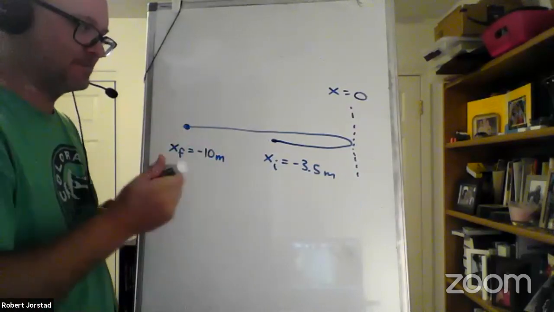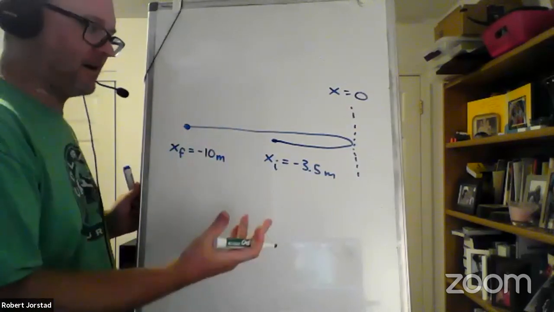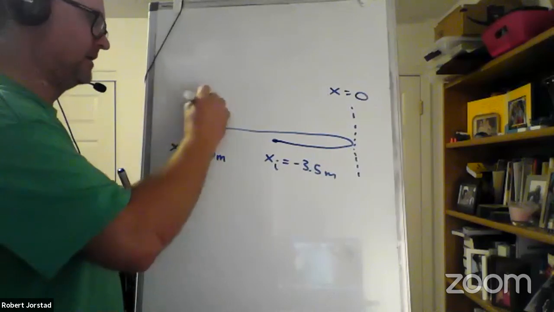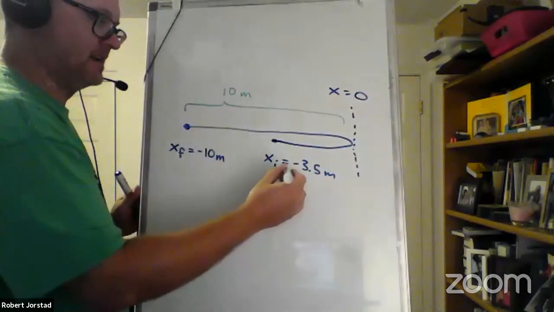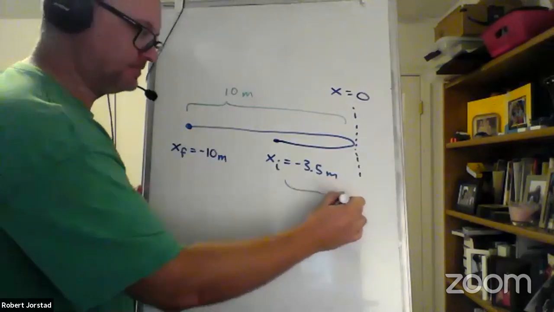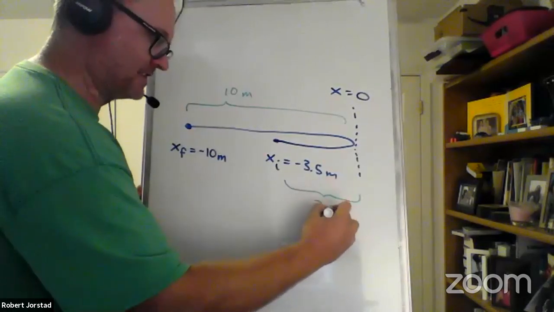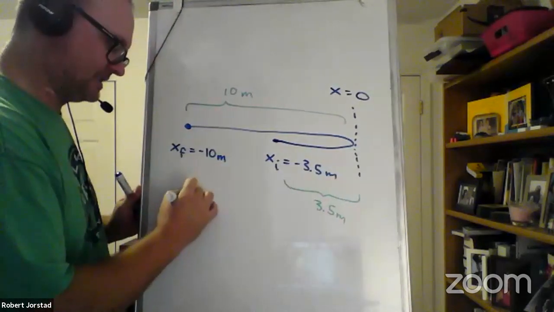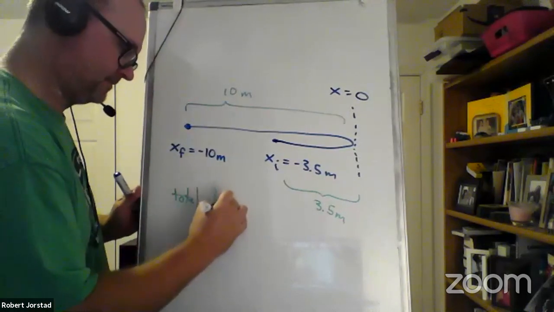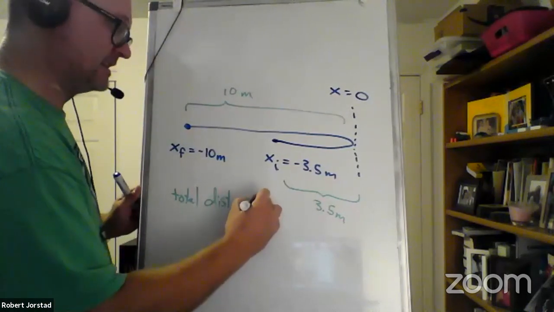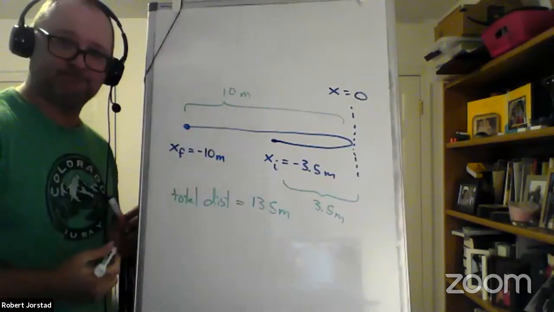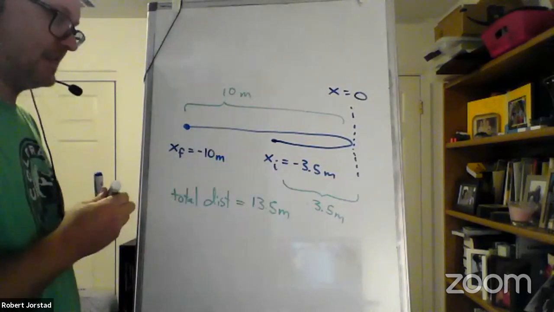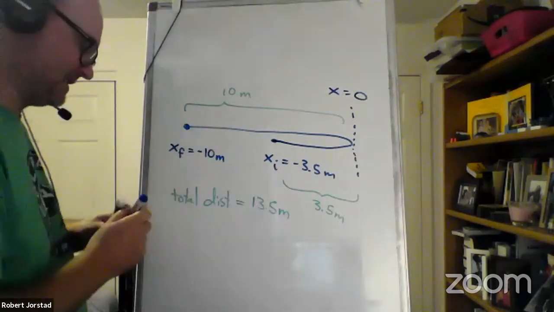So in this case, I just want to point out the difference between distance and displacement. Now think about this. How far did this guy go? Well, this is 10 meters, right? And this distance right here is 3.5 meters. So the total distance is 13.5 meters.